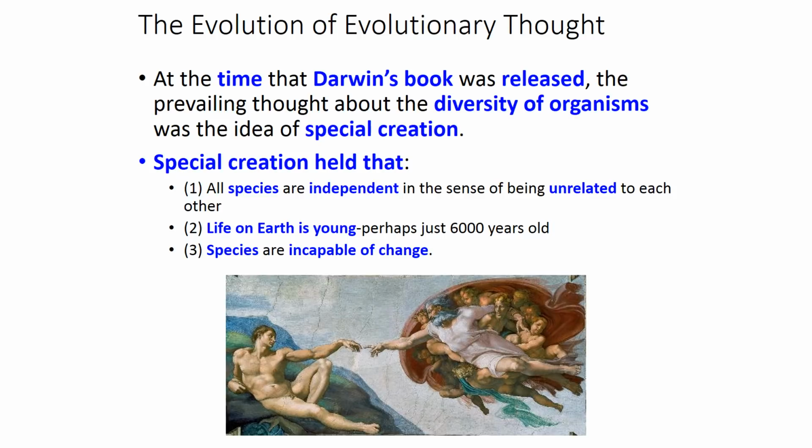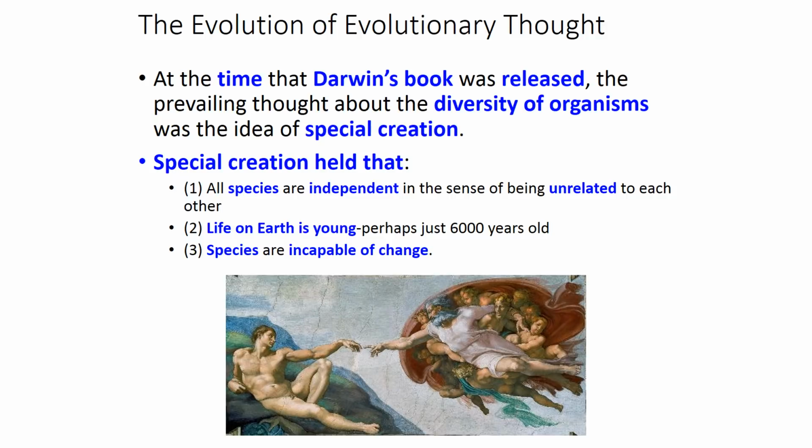It also held the idea that life on Earth is young, as young as 6,000 years old. So these calculations to give this 6,000 years old were based on timing in the Bible. And so at that time, they said Earth was a very young planet.